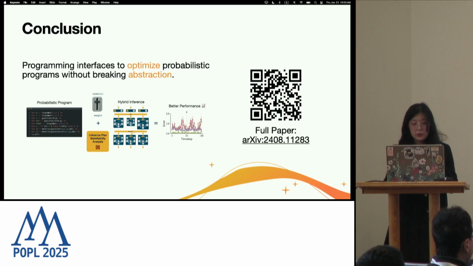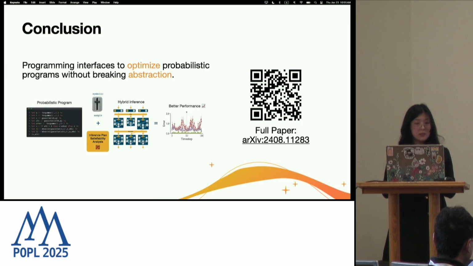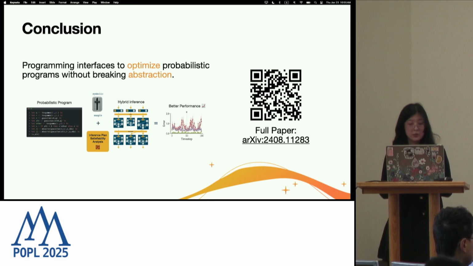And so to conclude, to wrap up, using inference plans, programmers can optimize a program for better inference performance while maintaining the probabilistic programming paradigm through our simple annotations and our static analysis. They don't have to write their own inference procedures, and they don't need to maintain a deep understanding of the hybrid inference algorithm they're using.